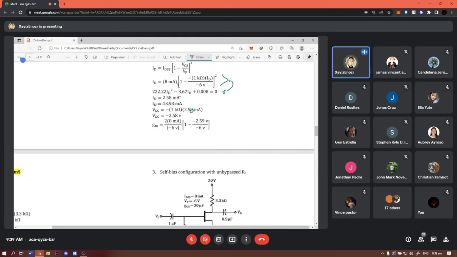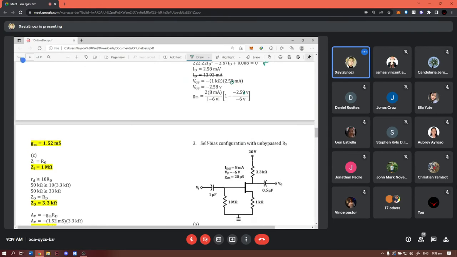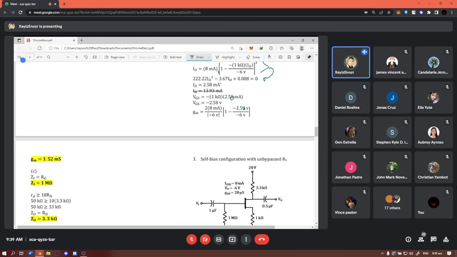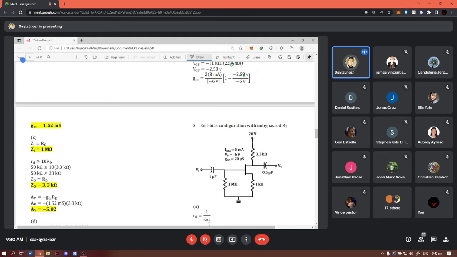Then, pag nakuha na si VGS, we can now determine si gm. Substitute mo lang din sa formula ng gm: 2 times 8 milliamperes over negative 6 volts, multiplied by 1 minus negative 2.58 over negative 6. So that is 1.52 millisiemens. Okay? I-type nyo rin na yung mga nakikita nyo sa screen, yung mga formulas, yung mga values. Calculator nyo rin, baka may namali akong compute. I-let me know para mabago natin kung mali yung pagkalagay ko or may typographical error. So, we have gm 1.52. Sabihin nyo lang pag hindi nagmamatch kapag kinu-compute nyo sa calculators nyo.